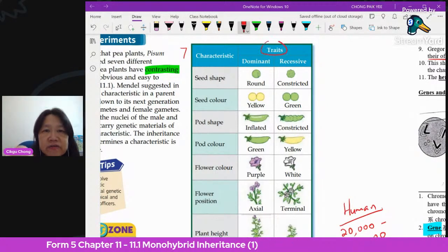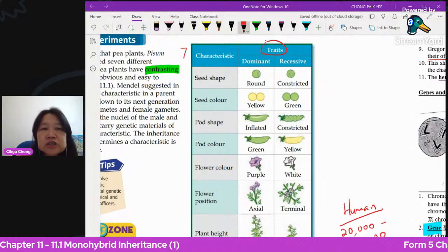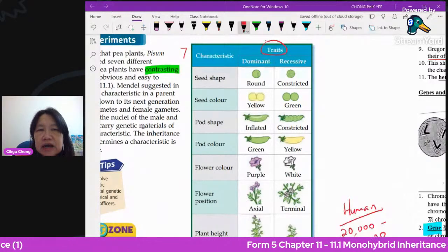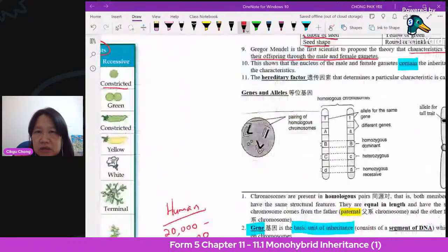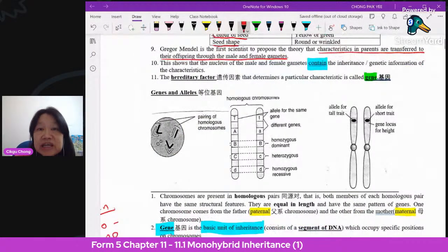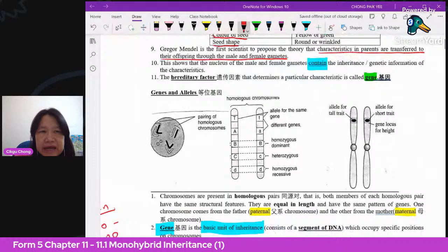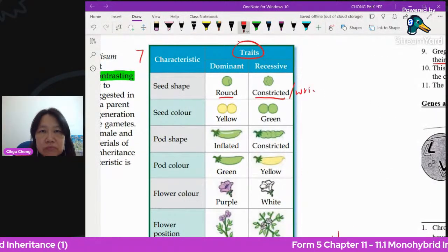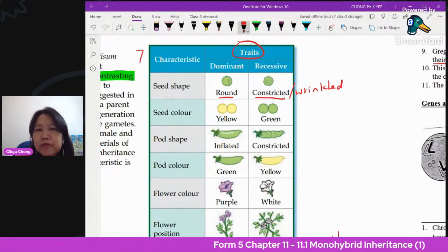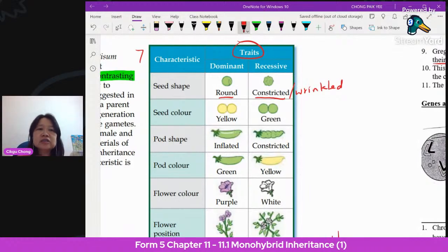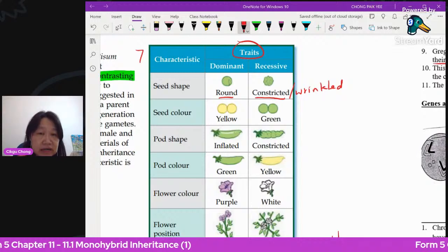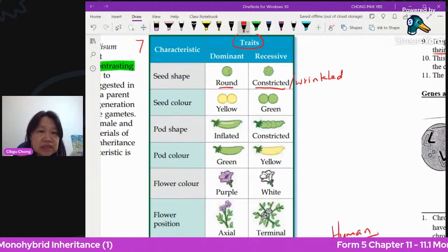And the traits, and forget about dominant and recessive, I'll explain it later. So the seed shape is either round or constricted, or as we said just now, wrinkled. Same thing as wrinkled. Some books will say constricted, some will say wrinkled. Wrinkled just means it's not smooth. Okay, so seed color could be yellow or green. You notice there are 2 types in the green pea, the peas.